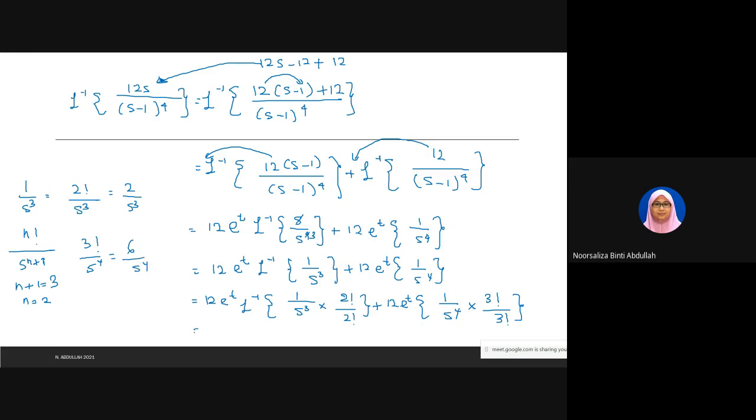Okay. So actually equals to 12 over 2, 6 exponent t times t kuasa 2 plus 2 over 6, 12 over 6 is 2 exponent t times t kuasa 3.